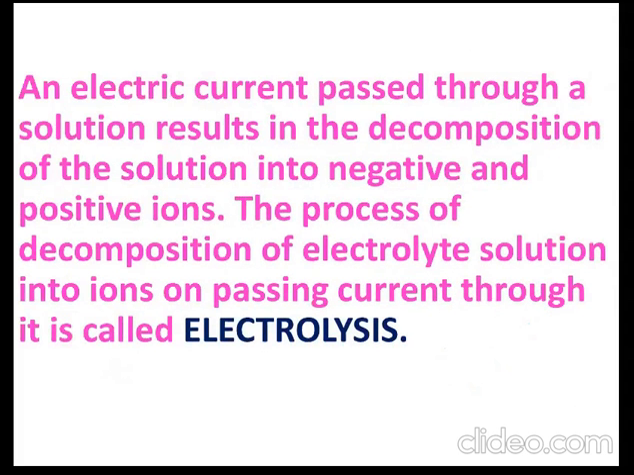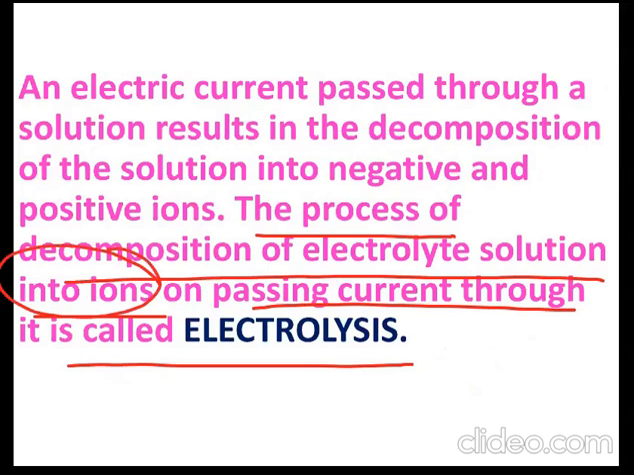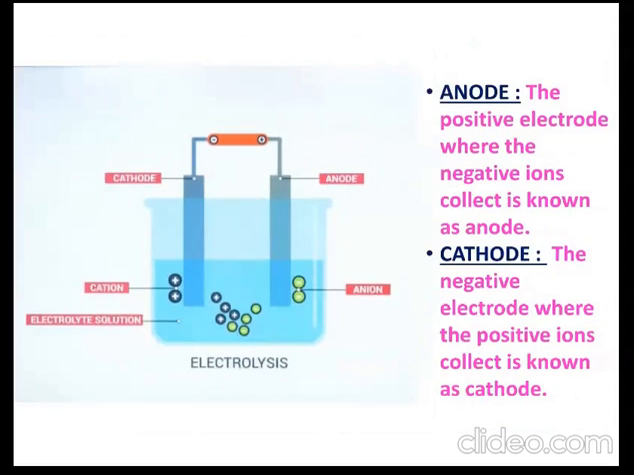What was the electrolyte solution here, beta? CuSO4, right? So the process of decomposition of electrolyte solution into ions on passing current through them is called electrolysis. This is the definition which you are going to learn, right? Decomposition of what? Of the electrolyte solution in which you are passing current, into ions on passing current, is called electrolysis. This is the part which we will cover today, and tomorrow we will continue after this.